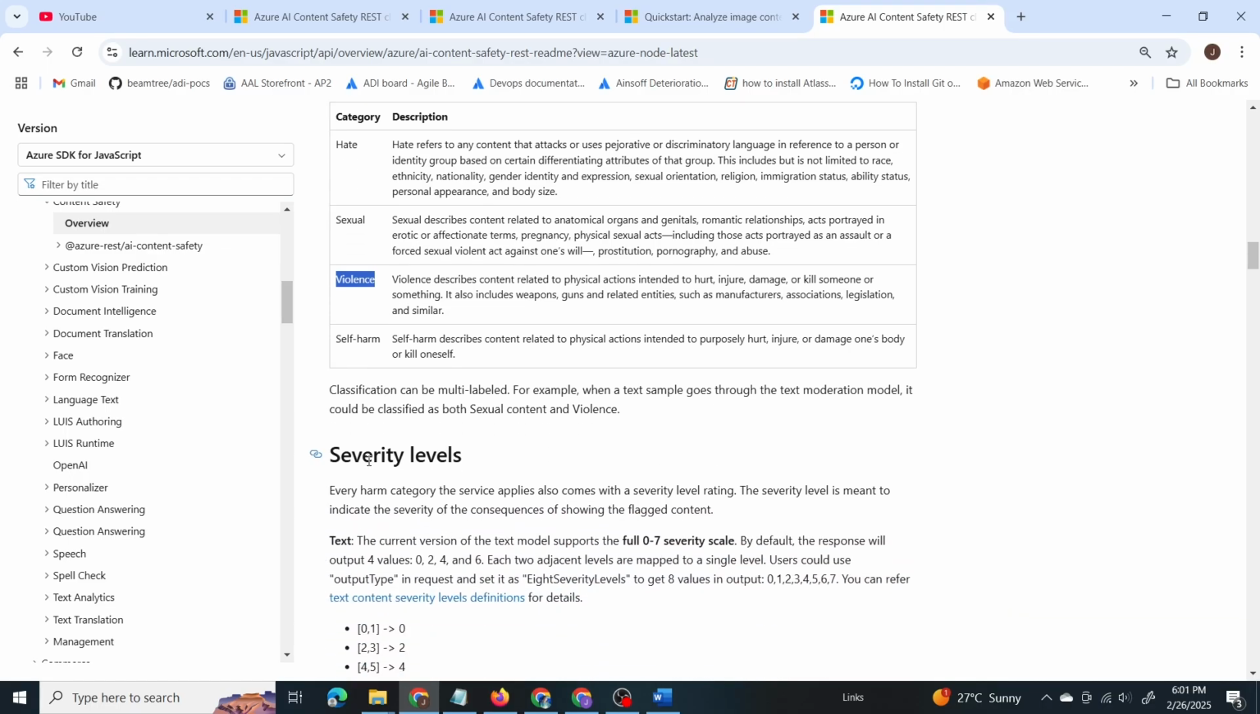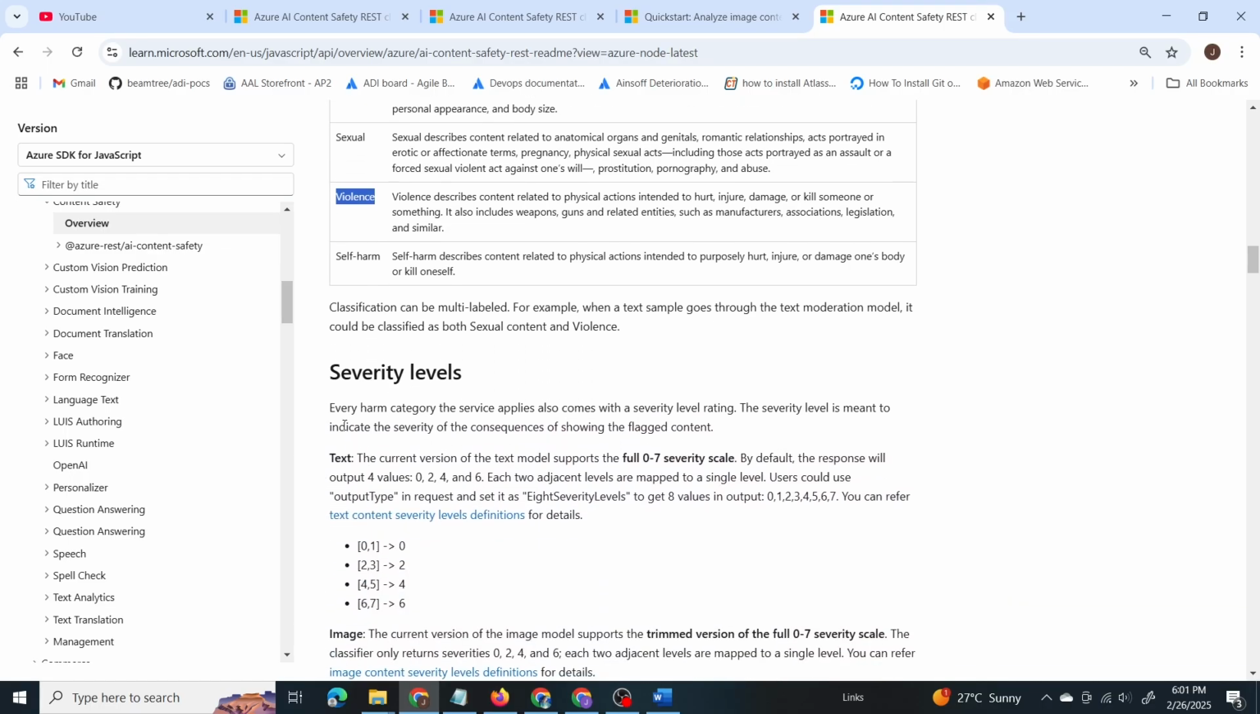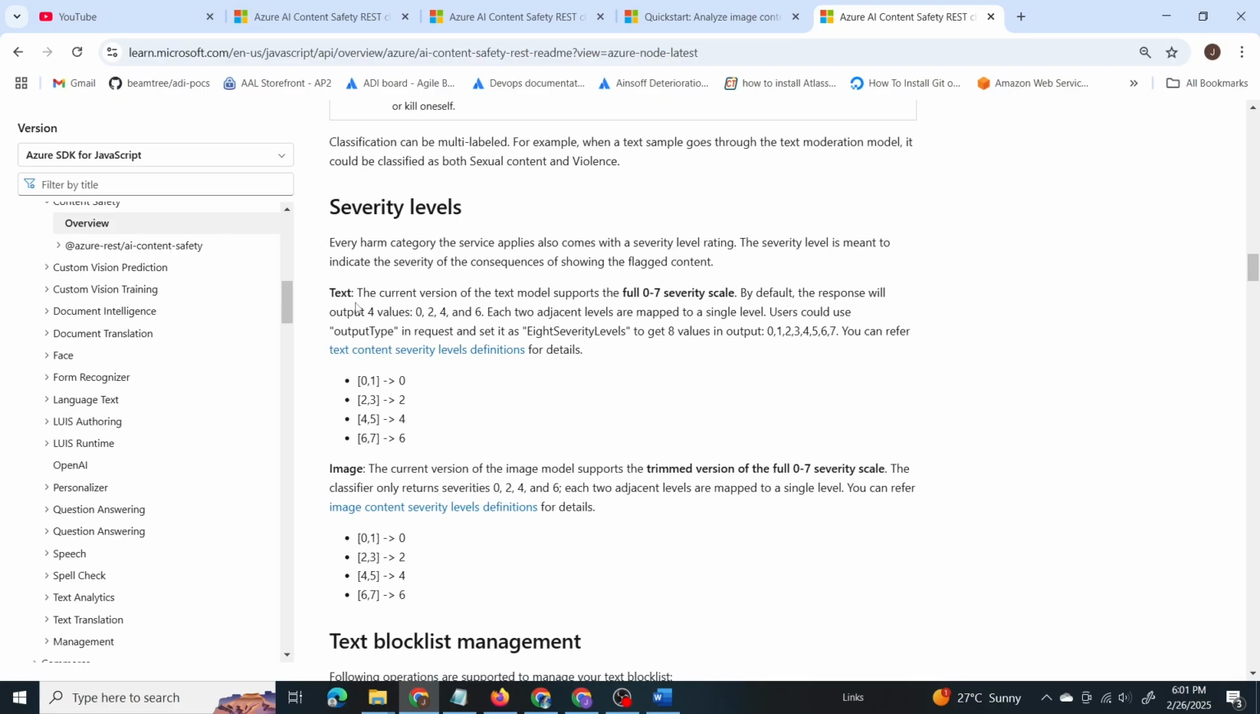Now next is severity levels. Every harm category the service applies also comes with a severity level rating. The severity level is meant to indicate the severity of the consequences of showing the flagged content. So there is a severity level for text as well as a severity level for images. Now we are passing an image, so let us see what the severity levels are for images.